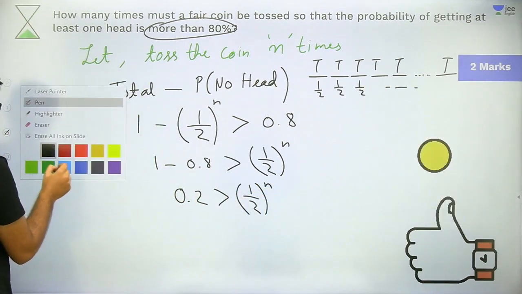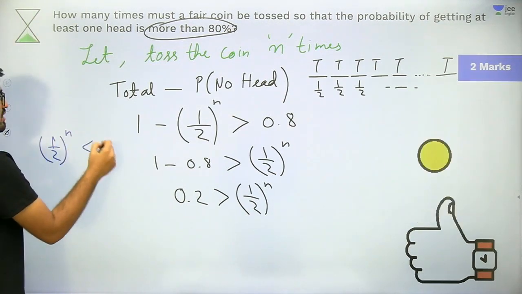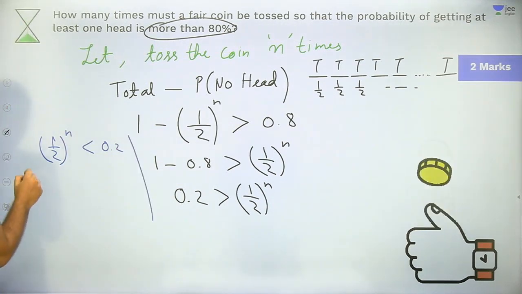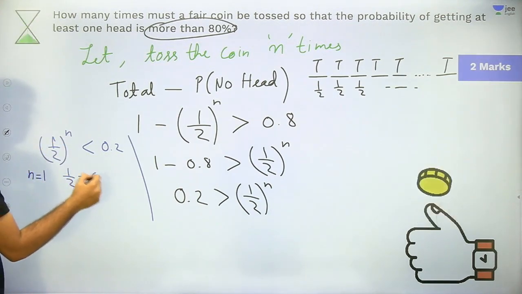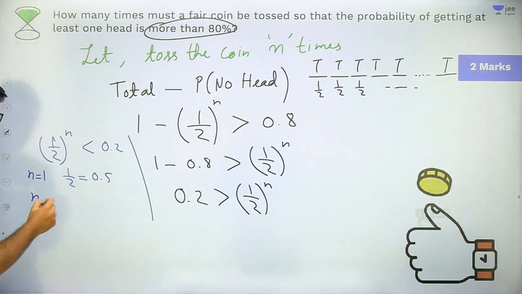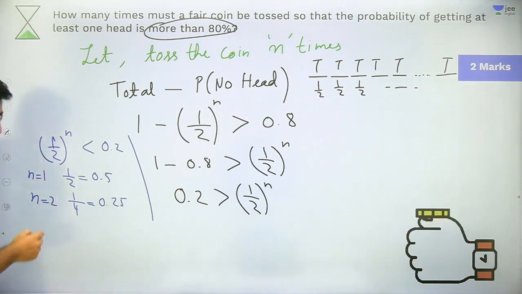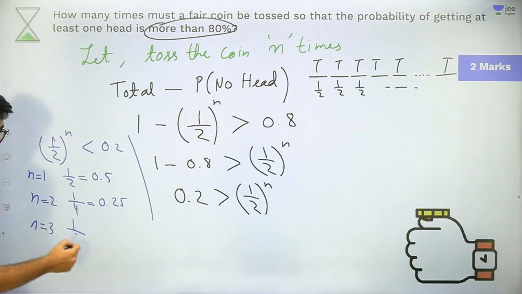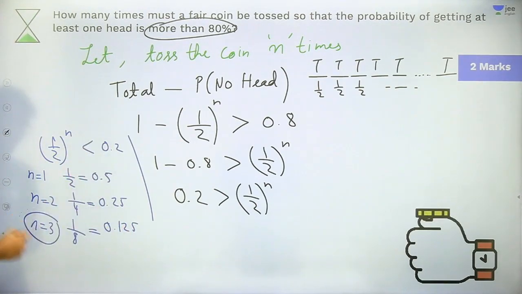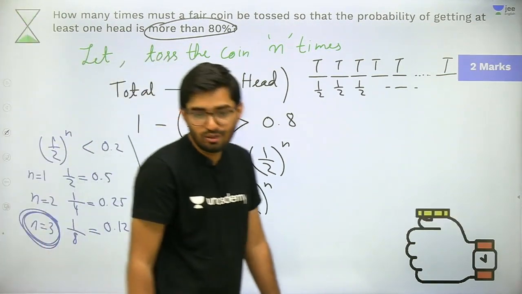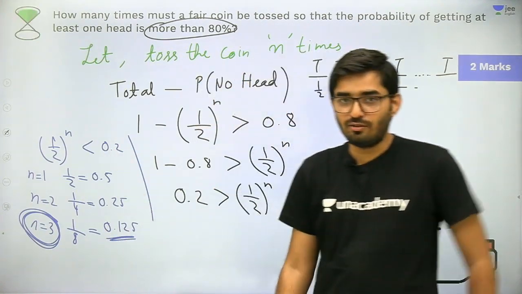Now you just have to find the value of n by hit and trial. 1 by 2 raised to n should be less than 0.2. If I substitute n as 1, I get 1 by 2, which is 0.5, greater than this. Substitute n as 2, I get 1 by 4, which is 0.25. Still it is greater than this. If I substitute n as 3, 1 by 8 is 0.125, which is less than this, so n equal to 3 is the answer. Understood? Because 0.125 is less than 0.2.